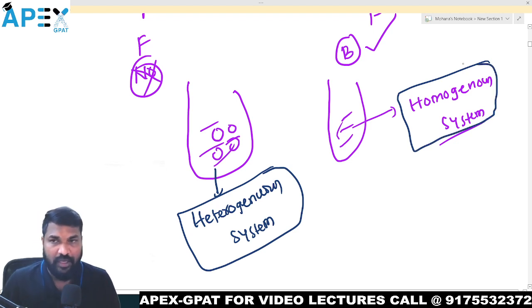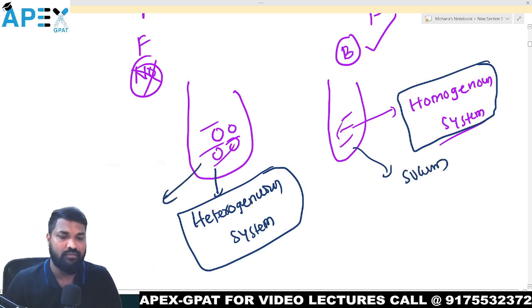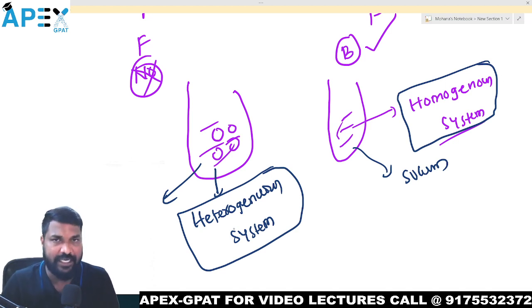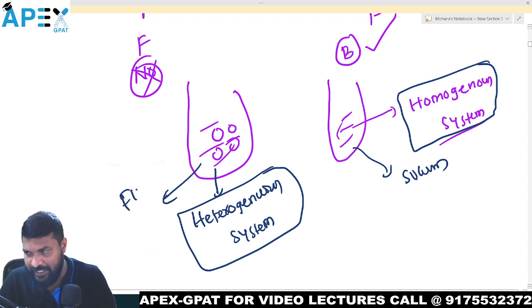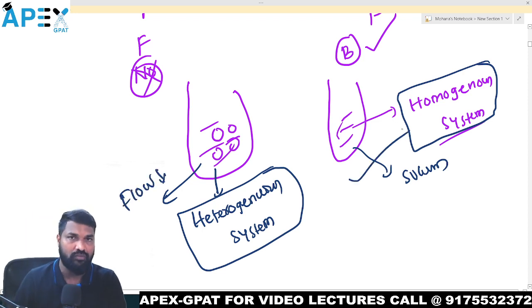Here there is solubility. Here there is no solubility. Due to less solubility, there is more solid content. Due to more solid content, the flow is decreased here. But here the flow is more.